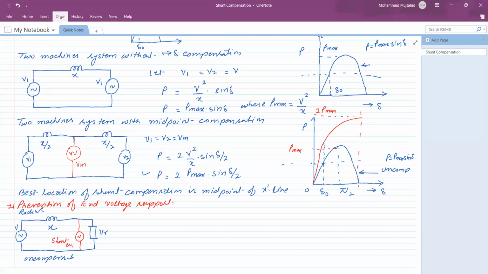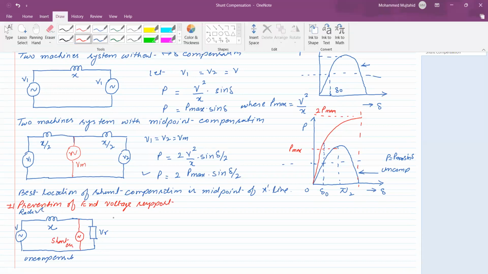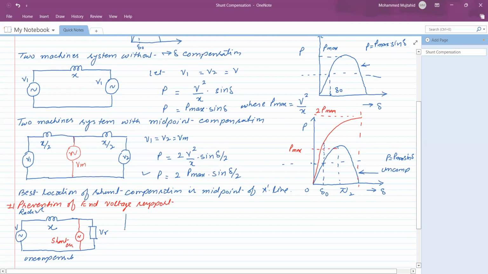So now, what is the difference? The difference is that if you draw the curve which gives the relation between power and the voltage, no doubt it is 100% voltage there.